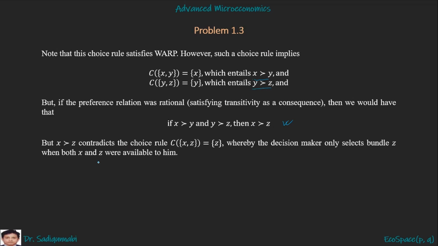But X preferred to Z contradicts the choice rule. We have seen in the choice rule CXZ, that means Z is chosen over X, whereby the decision maker only selects Z when both X and Z are available to them.